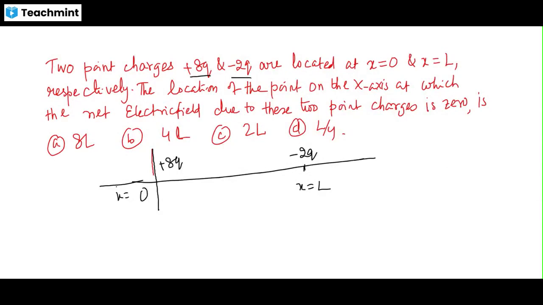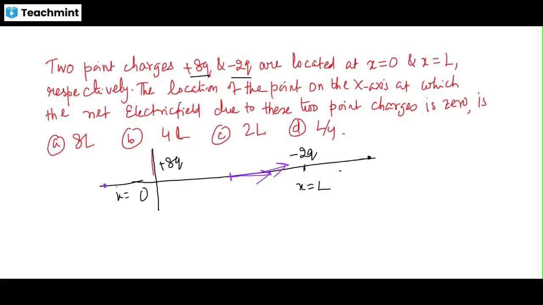Okay, understood? So here we have to discuss where the charge should be placed. Common sense tells us that if we place it in between, then the field cannot be zero. How? Because for +8 coulomb the direction of the electric field is here, and for -2 coulomb it is also here, so they can only add up. And outside, there are two possibilities: left of the bigger charge, and right of the smaller charge.